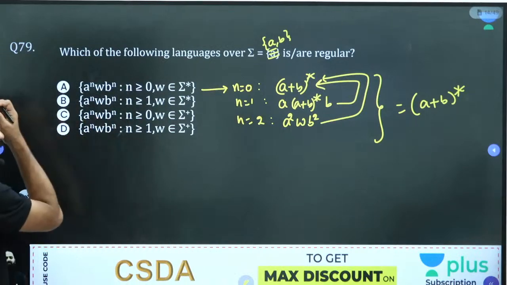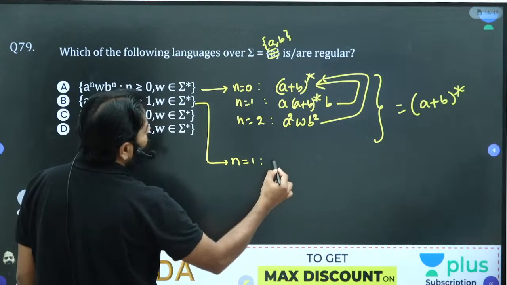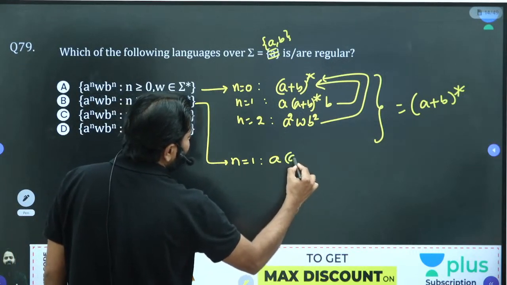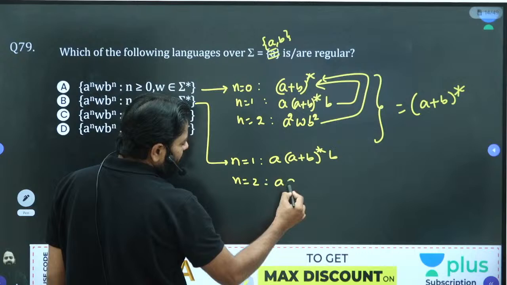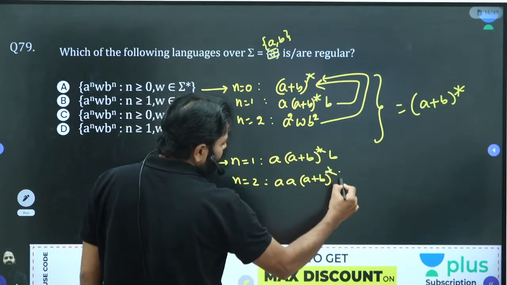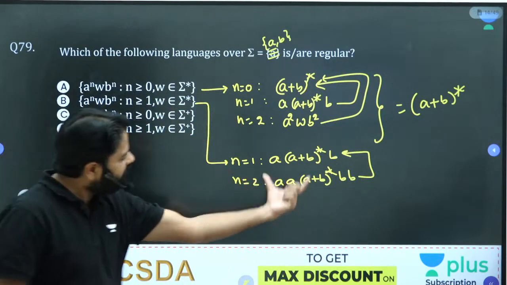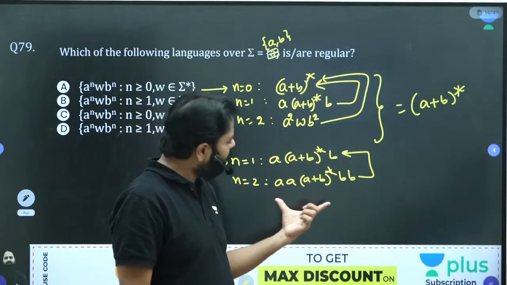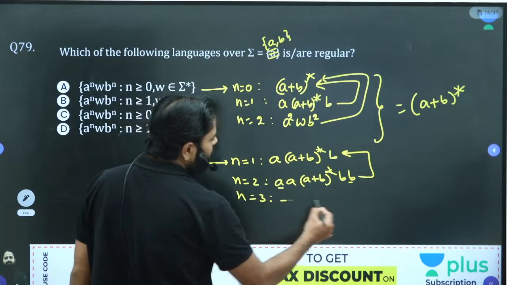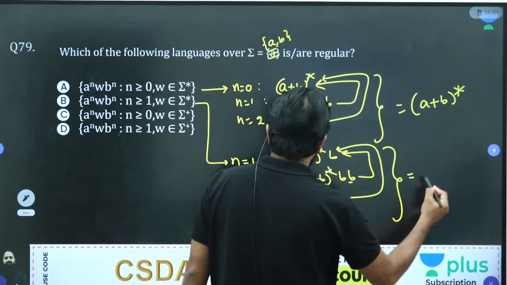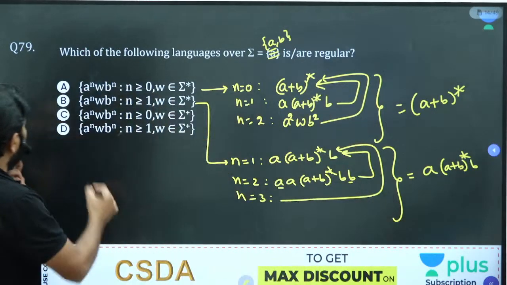Can you try B similarly? Let's try this. When you put n equal to 1, because that is the minimum, what will come here? (A plus B) whole star, B. Now my question is, if I put n equal to 2, then I'll get a square, (A plus B) whole star, b square. Will it cover? Is it covered already here? Yes, it's already there inside, because it is strings starting with a and ending with b, and this is also doing starting with a and ending with b. Similarly, n equal to 3 is also covered here. So this expression gives strings starting with a and ending with b, and this is also regular.